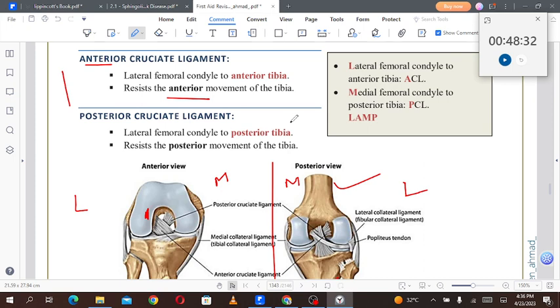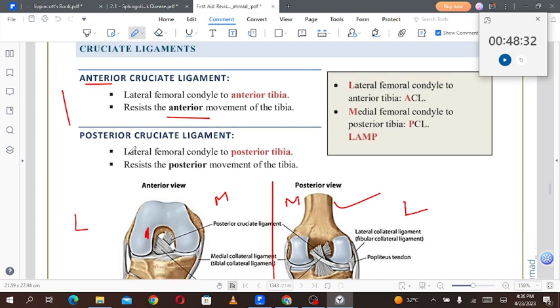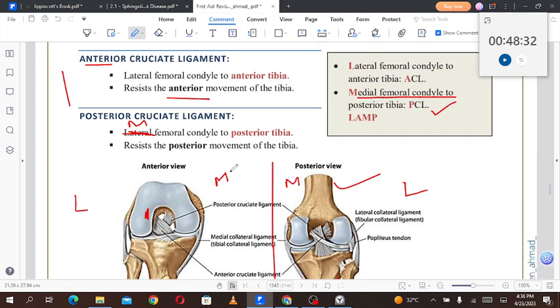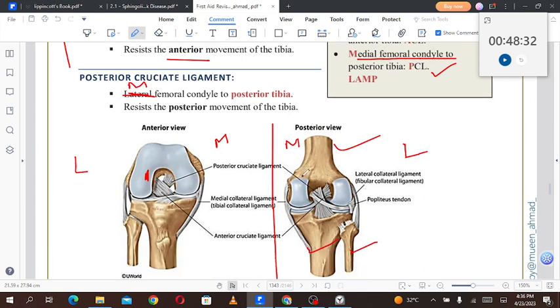it is from the lateral. No, it's not lateral, it's medial. So posterior cruciate ligament is from the medial femoral condyle to the posterior tibia. It resists the posterior movement. As you can see here, from the medial femoral condyle to the posterior tibia, it's the posterior cruciate ligament. So from the medial femoral condyle to the posterior tibia, what do we have?